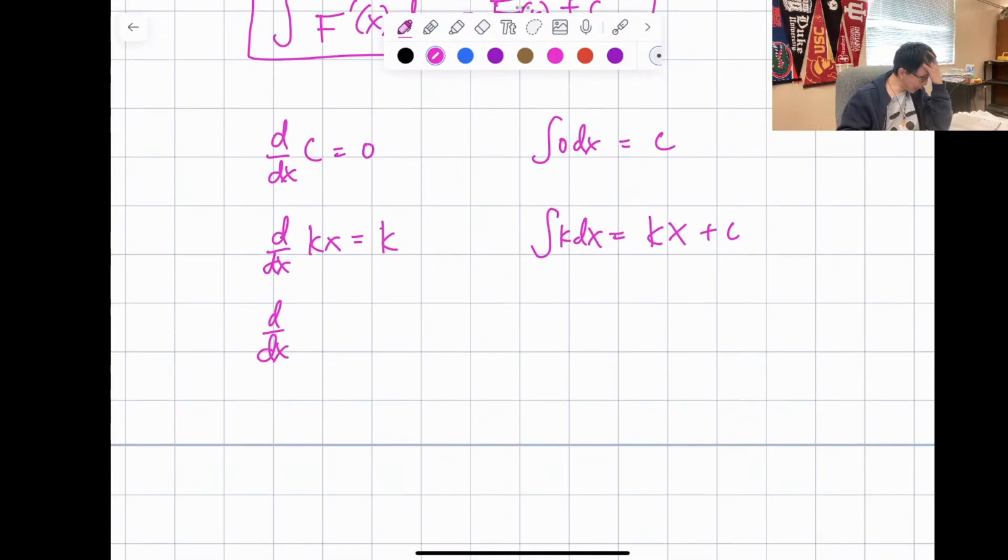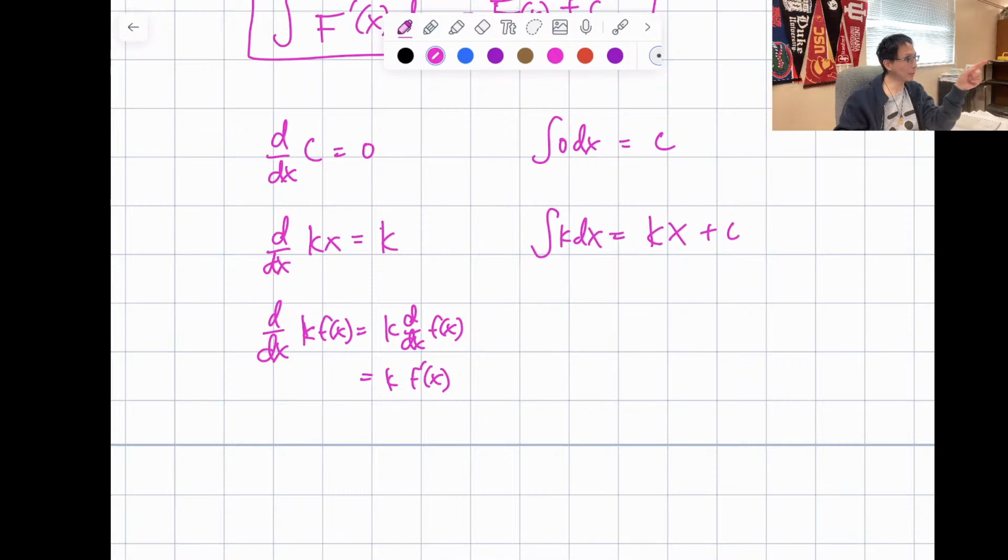If I have d/dx of k times f of x, well, I can take the k out, right? And d/dx of f of x, well, we know that's going to be k f prime of x. I can take a constant out of a derivative, and I just take the derivative of, for example, x squared. It's going to give you 2x and multiply the constant later. Same thing with k f of x. You can take a k out, and then that's going to be the integral of f of x dx, like this. You can take k outside the integral. If there's any constant, you can take it outside the integral.